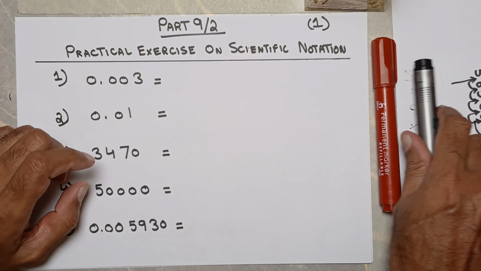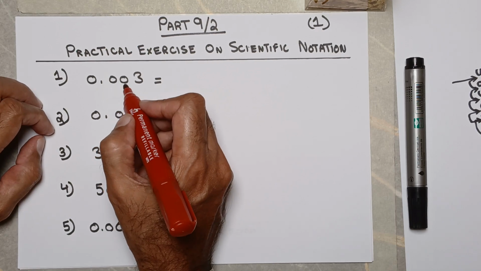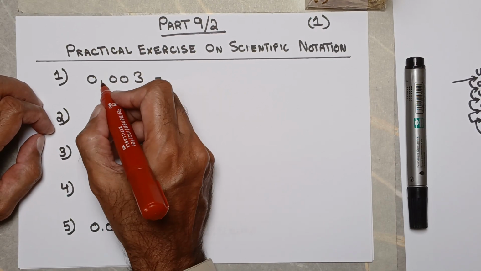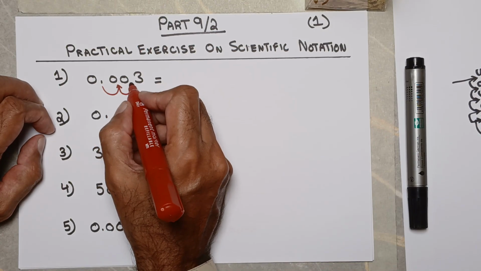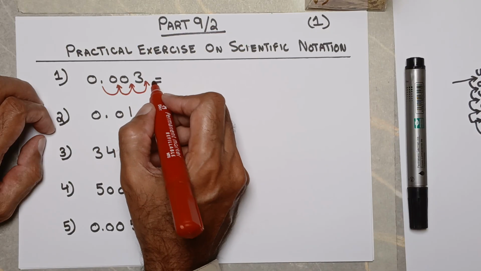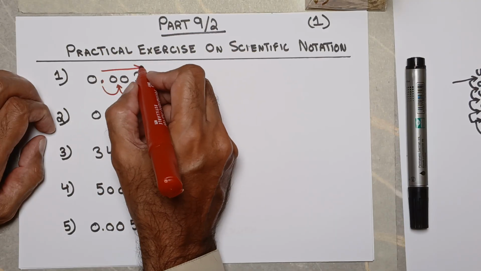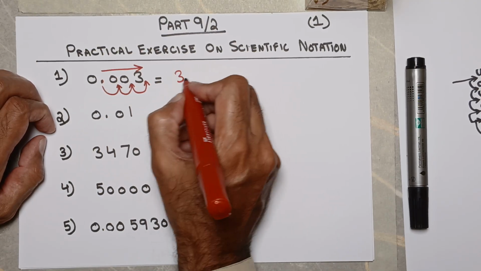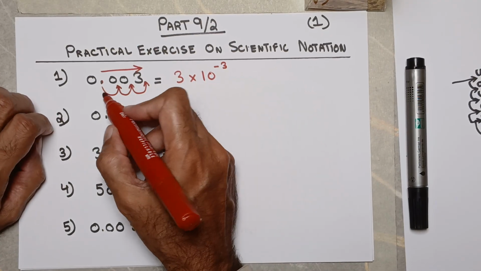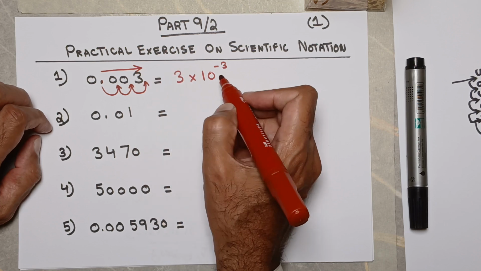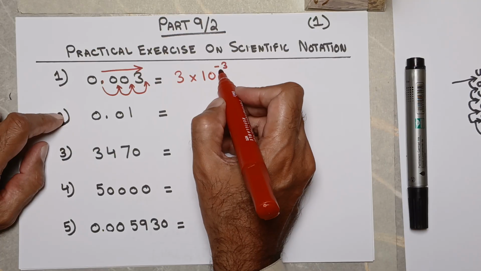Now here, let me change the marker. Here it is 0.003 and it is a small value. I am going to shift this decimal towards the right. My first part, my second and my last, this is my third. So now I am going to write it as 3 multiplied by 10 raised to the power minus 3. Why? Because I am moving this decimal 3 places to the right, and whenever I move the decimal towards the right, I always get a negative exponent.